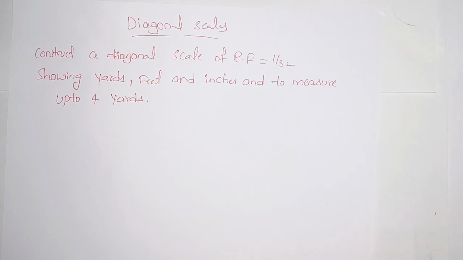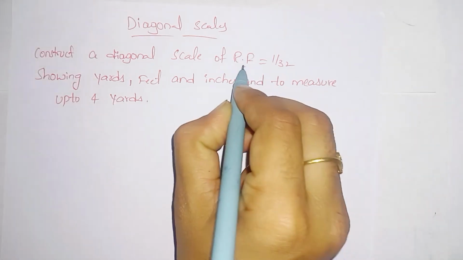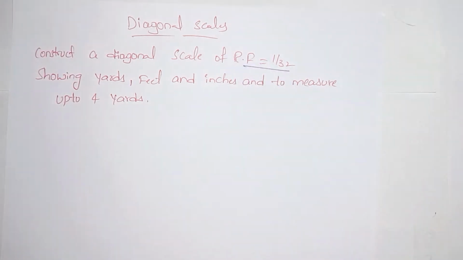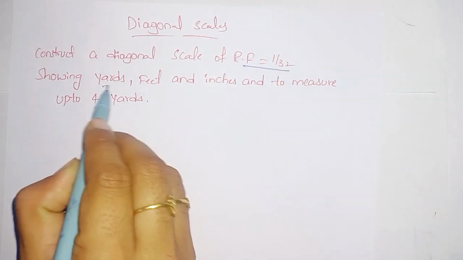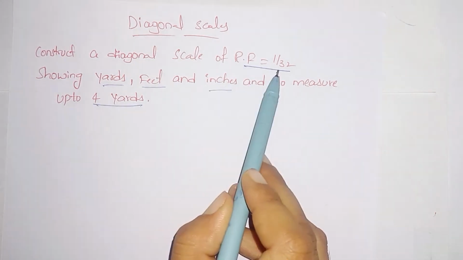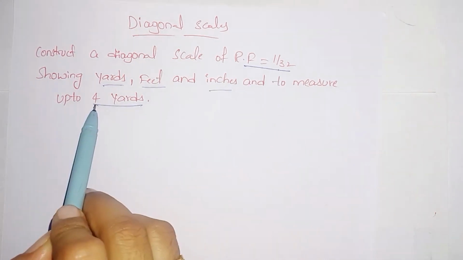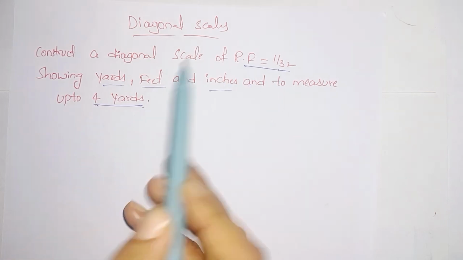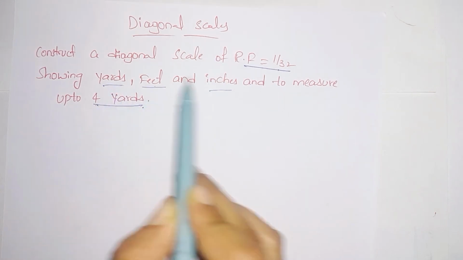Construct a diagonal scale of RF equal to 1 by 32 showing add feet and inches and to measure up to 4 ads. To measure up to 4 ads means here RF is given 1 by 32 and L max is also given 4 ads. But here the mention is add feet inches.